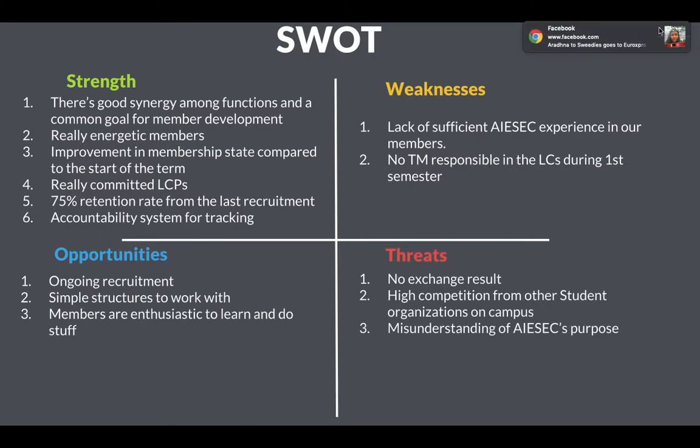One threat we have is that there is no exchange. Currently, we don't have real exchange results. If you check Expa, you check AIESEC in Sweden, our numbers are really, really low, and that is a threat because new members might feel discouraged when they are trying to make stuff happen, but it's really hard to make these things happen. So that is a current threat.